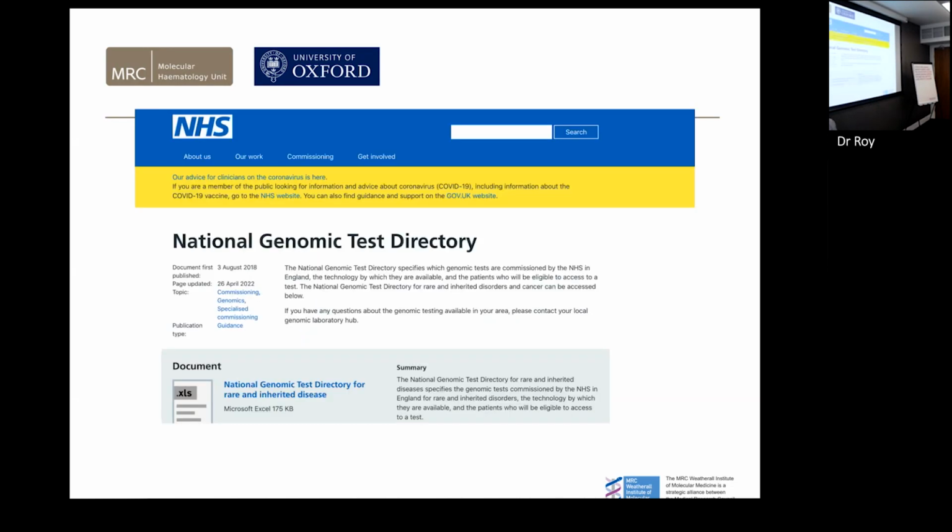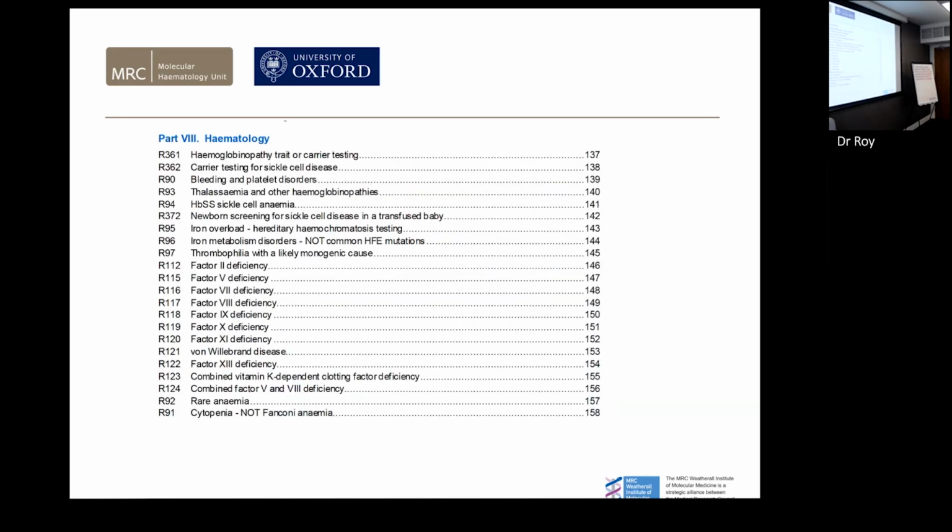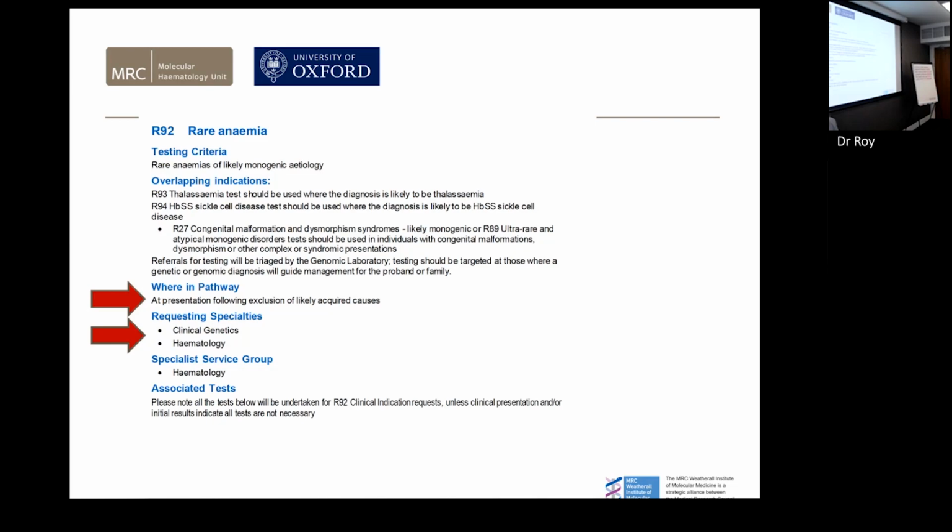The way that these tests are requested is through a national genomic test directory. This sets out all the different conditions that you can test for free in the NHS, because this is all commissioned by NHS England. One of these is rare anemias. If you look at the rare anemia page, you can see when you can test it. You can test either at presentation or at any time along the pathway.